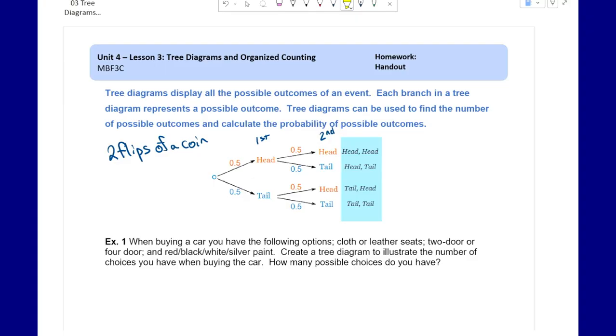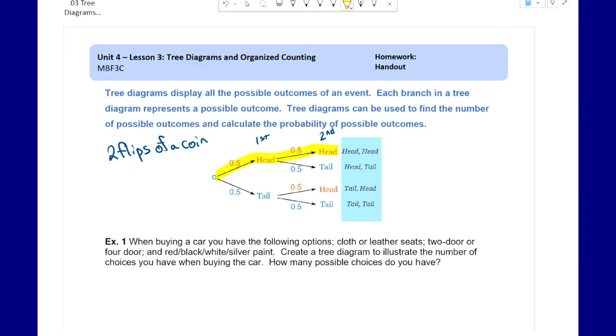Right? And when we read our possible outcomes, we're looking at the entire pathway of a branch. So this one would be head and head. That's one of the outcomes. Head and tail, the entire pathway, that's another outcome. Tail and head, tail, and so on. So it's just a visual way where we can see the different outcomes and count how many different possible outcomes there are.